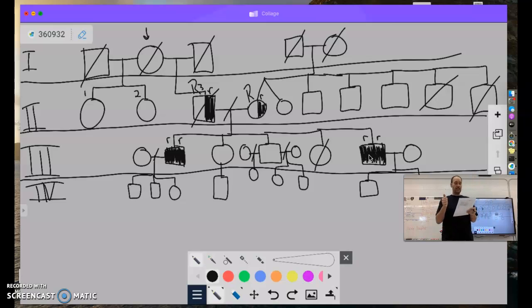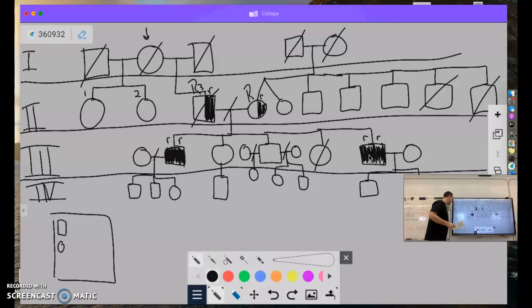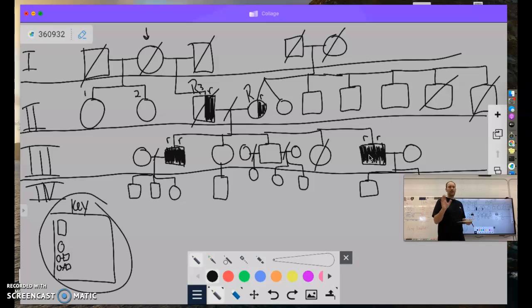Now, here's a key. Pedigree needs to have a key. Your key needs to be down here to explain what is that, what is this, what is a marriage, what is a divorce. Everything that you have in there, you will need in the key, okay? So you're going to need a key somewhere on there. And if you have to do it on the back side, that's all right too, because these aren't going to be huge sheets of paper.